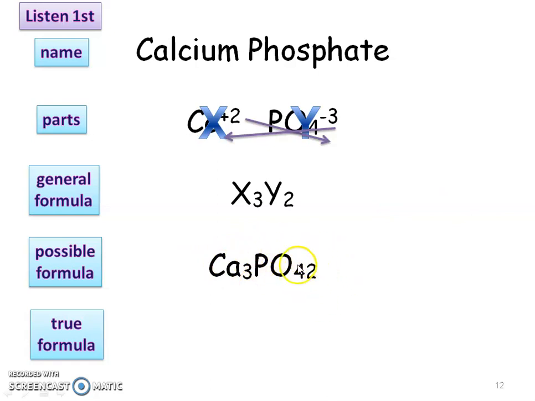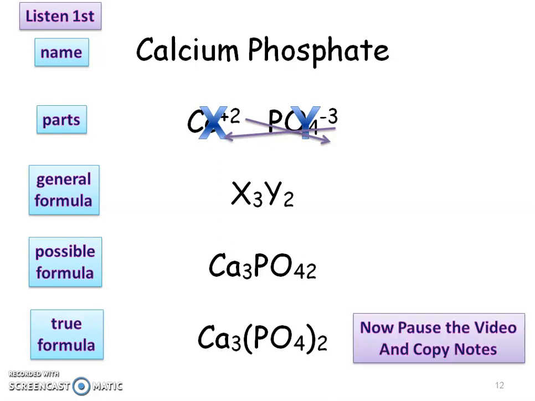But because of that polyatomic ion, it really looks like we have 42 oxygens in this compound. That's a little ridiculous. So again, what would that true formula look like? Pause and think about it. Hopefully you thought about it, and again, you're using those parentheses. Pause the video and get these all in that chart in your notes.